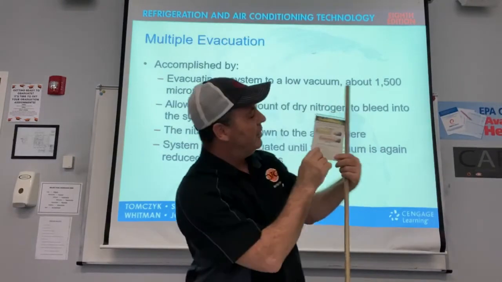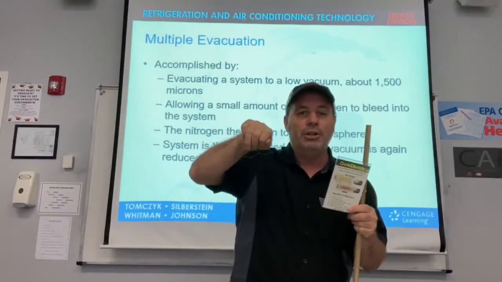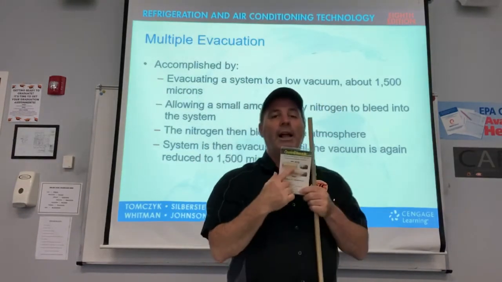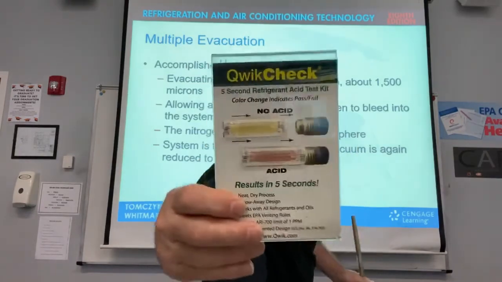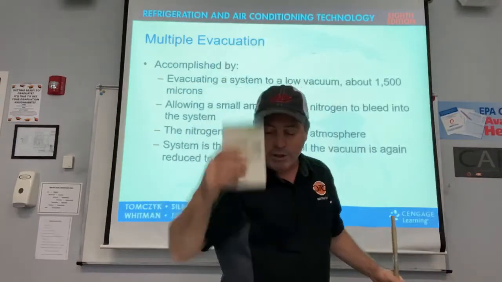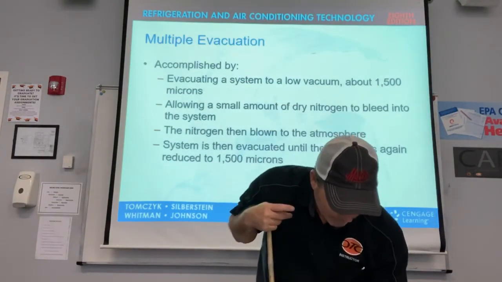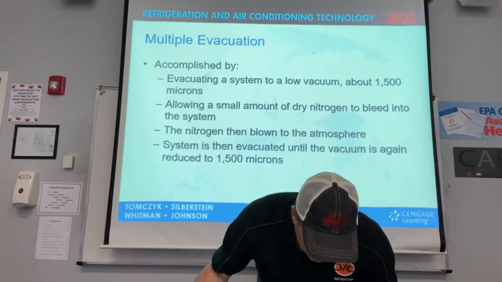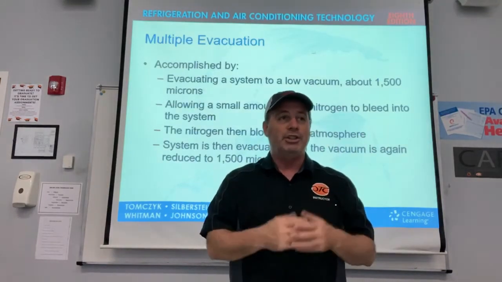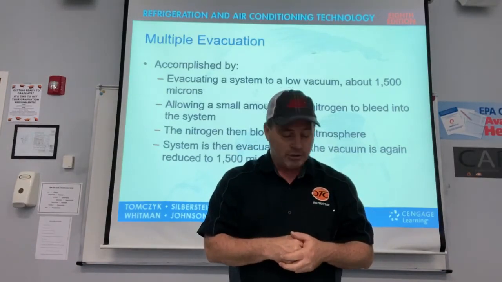All you have to do is take this little plastic thing right here and put it on your core. Psh, the gas will shoot right across that cardboard and let you know if you have acid or not in the system. Okay, that's called a quick check. You could do that in a lab. Another thing is you take those dryers off and you have to keep putting them back on until all the acid's gone.